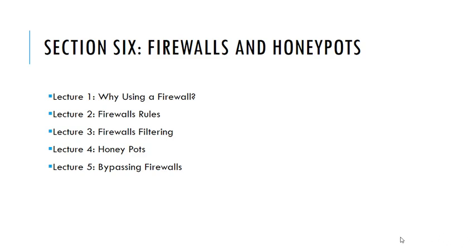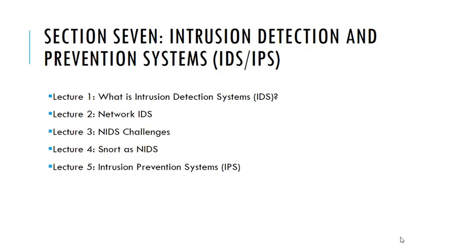Lecture 4 shows the concept of honeypots and how and when they are used. Lecture 5 starts to show how firewalls can be bypassed. Section 7 inside this course shows the concept of intrusion detection and intrusion prevention systems, IDS and IPS.